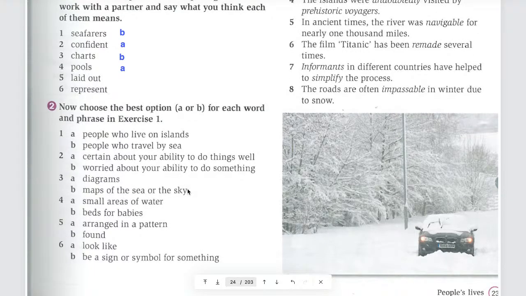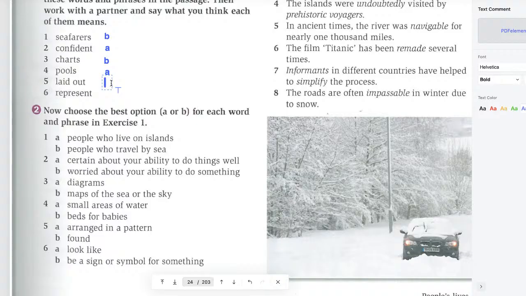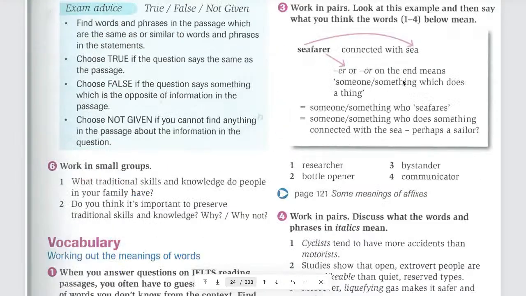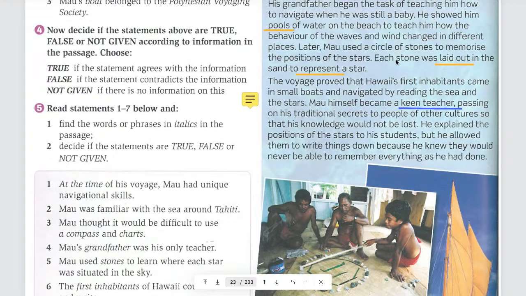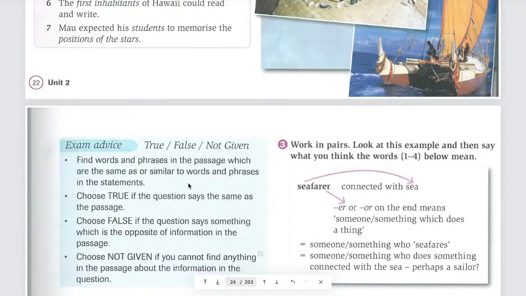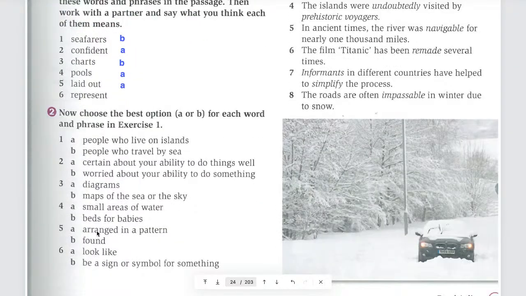Now number 5, laid out. Bảo. A, arranged in a pattern, or B, found. Which one? A, arranged in a pattern. 5A, right? Laid out means arranged in a pattern. Here they are talking about the stones. Each stone was laid out. They don't put them there randomly. They put them in the right order to represent some stars. So laid out means arranged in a pattern.